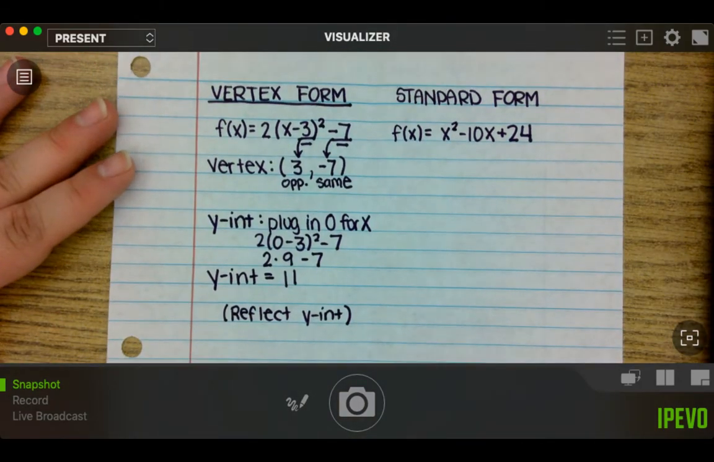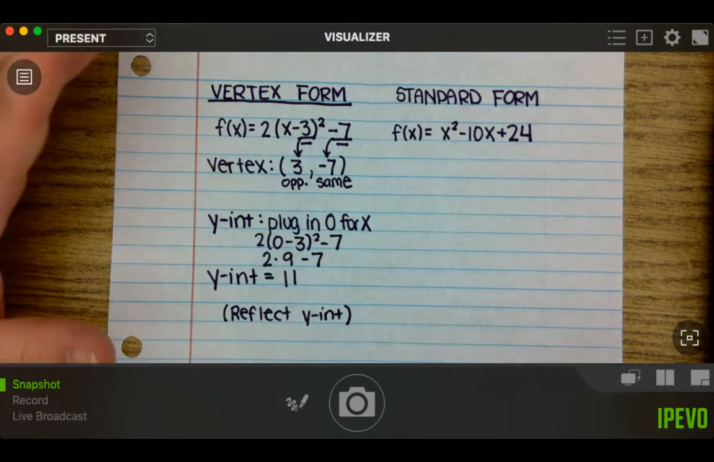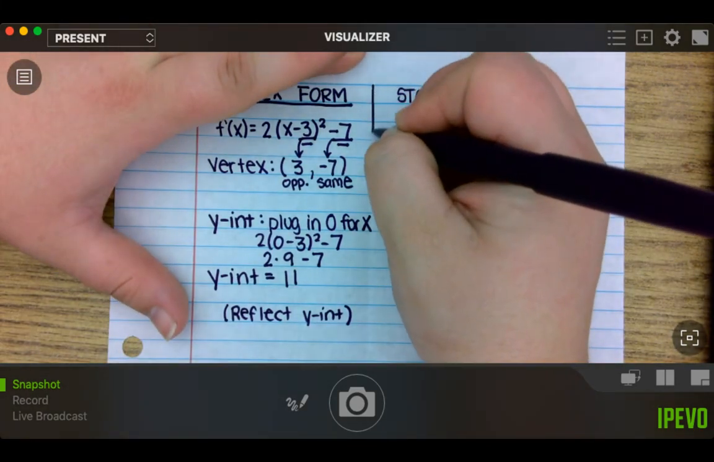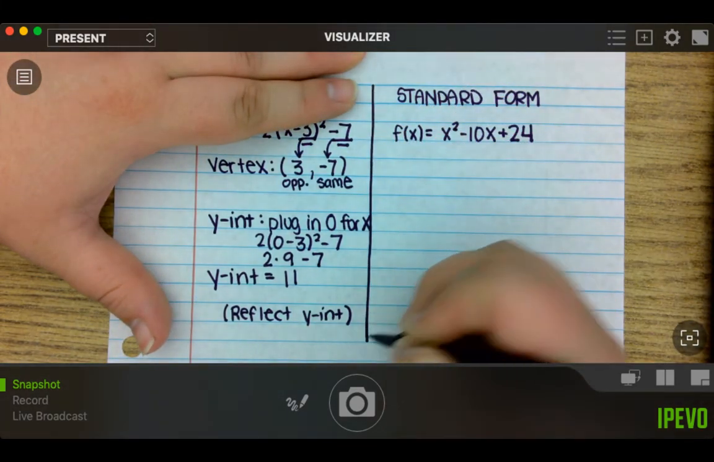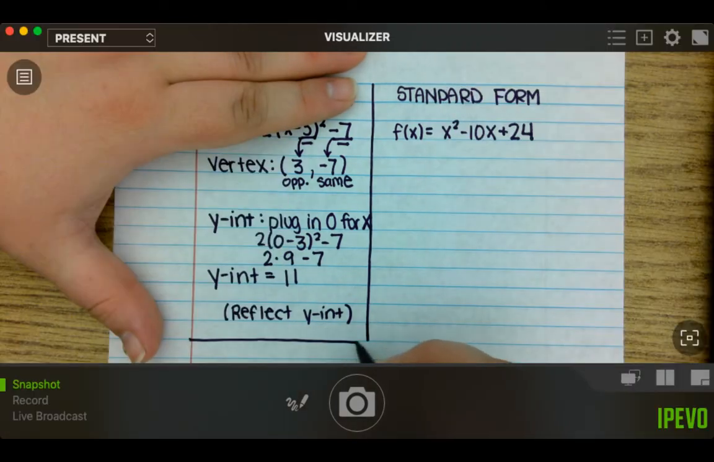So that is vertex form. Do me a favor and throw yourself like a box or something around this so that you know that is your vertex form stuff. Like that.